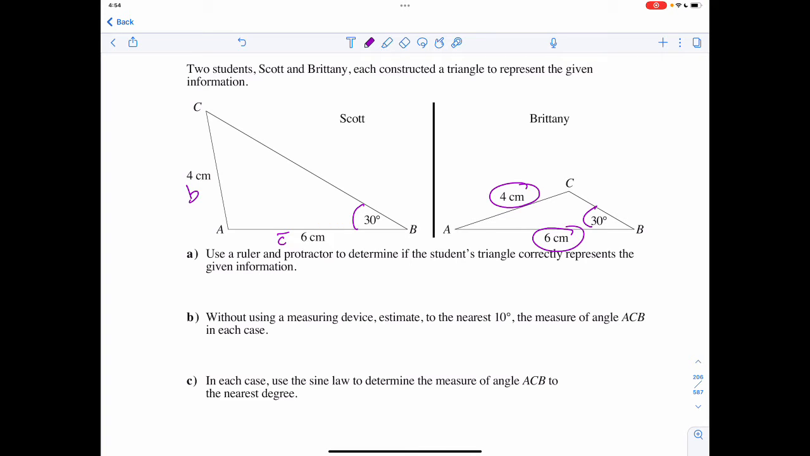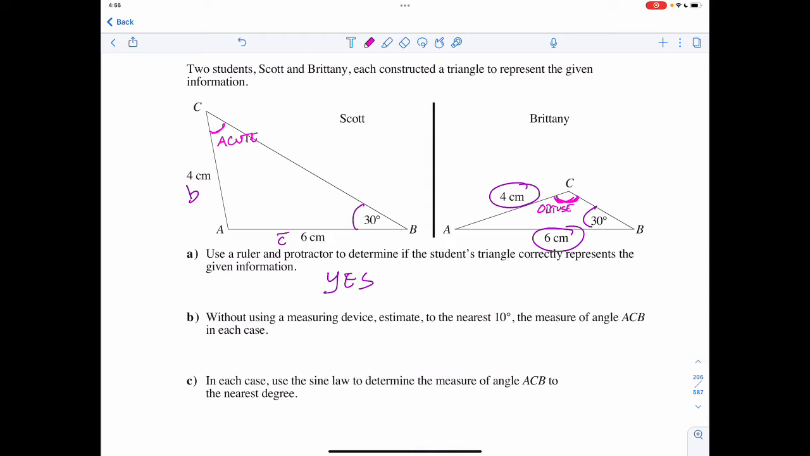If I use a ruler and a protractor to determine if they did it correctly, the answer is yes. They both measured out 6 centimeters and 4 centimeters. They both used a protractor to measure out 30 degrees. Both of their triangles match this information perfectly. What is the difference between their two triangles? Scott's triangle has angle C being less than 90 degrees, or acute. Brittany drew the triangle where angle C was greater than 90 degrees, or obtuse.